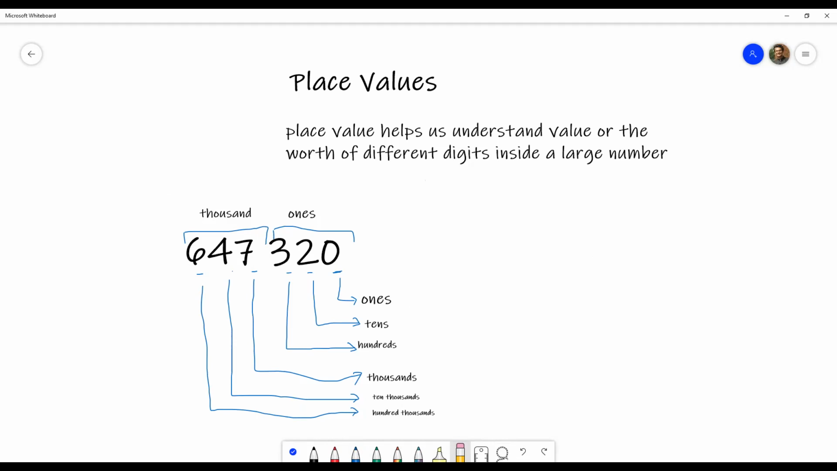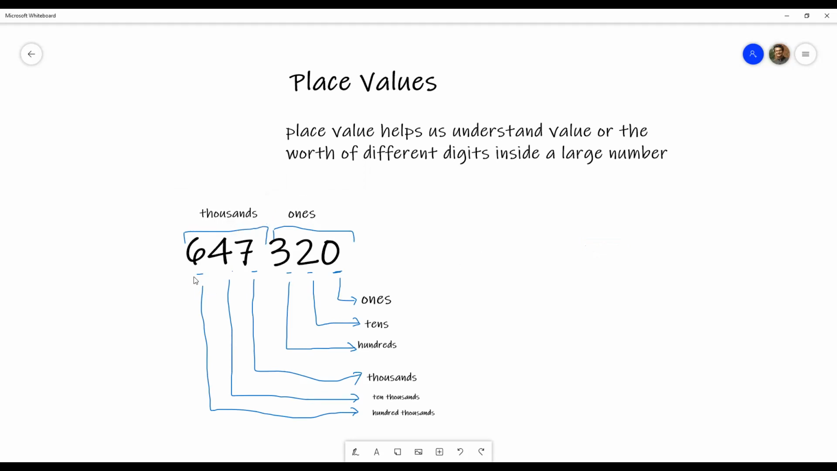Okay, let's continue. I'll give you some more examples like this. Sir, what is this that you write on the number, ones and thousands? Yes, ones and thousands. I wrote it that way. Okay, why I wrote it, I'll tell you.